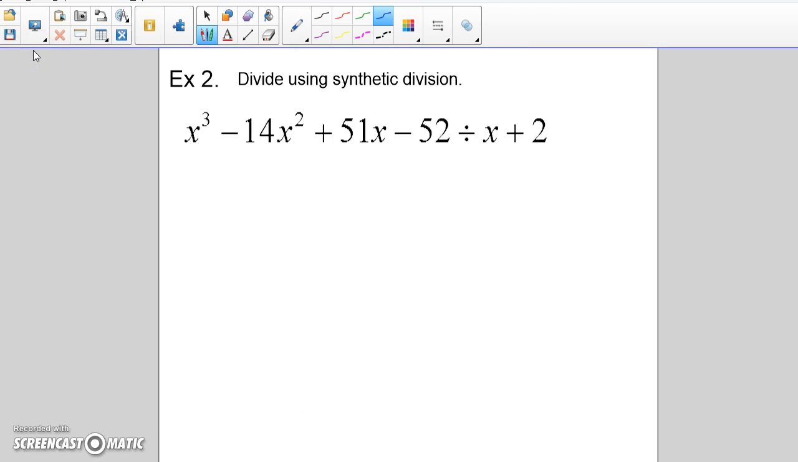We're going to divide using synthetic division. This one I didn't set up for you with everything pre-written. So what we need to do, we need to write our upside down division bar here. And what I'm going to write on the inside, this is in order. There's an x cubed, an x squared, an x, and a constant. So I can write all of those coefficients in order. I'm going to write 1. Then I'm going to write a minus 14. Then I'm going to write a positive 51. And then I'm going to write a negative 52.